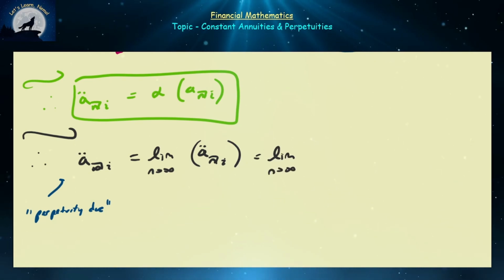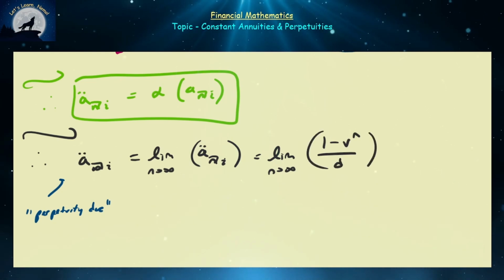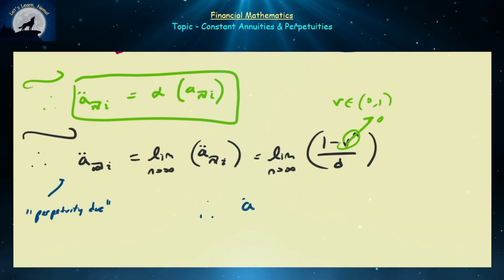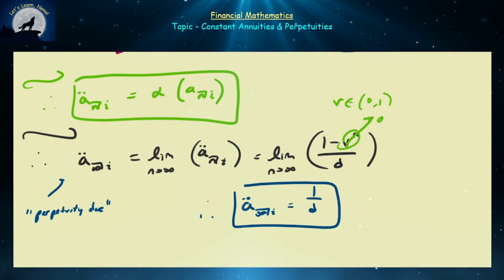So that's the limit as n goes to infinity of (1 minus ν to the power of n) all over d. We already know that ν belongs to the interval 0 to 1. That means this is going to vanish to 0, and we're just left with 1 over d. So therefore, we can clearly see that the present value of a perpetuity due will just be equal to 1 divided by the effective discount rate, right?